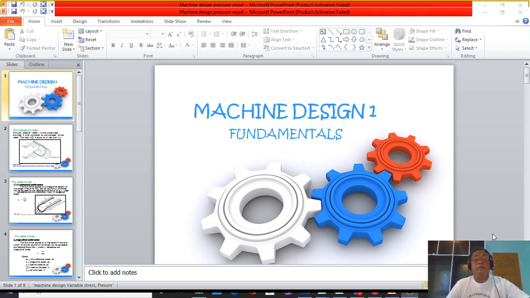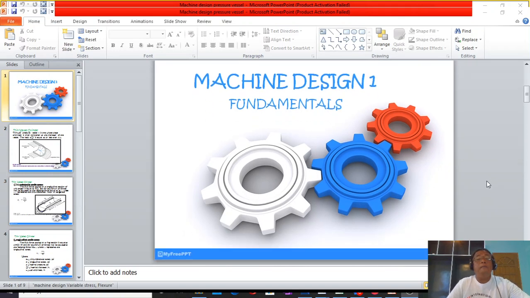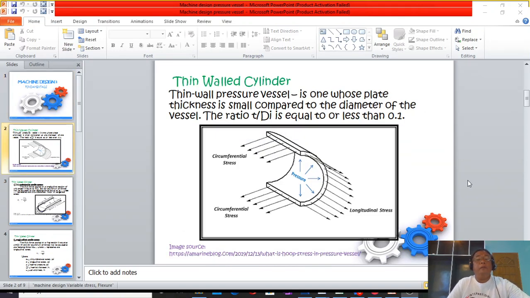Morning again. So let us continue topics: the fundamentals of design. By this time, class, we are going to tackle thin-walled cylinder or a pressure vessel. By the way, class, this thin-walled cylinder is an application of a purely tensile stress.